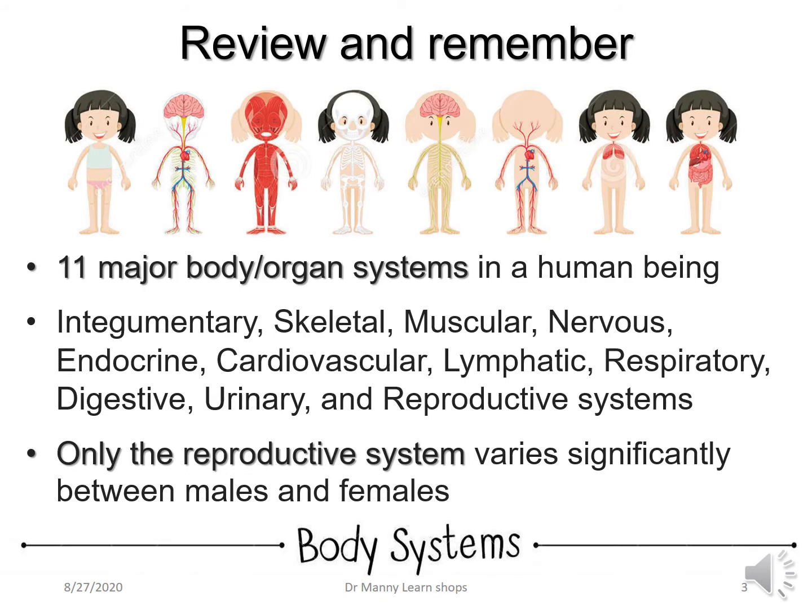As we go through, it's important to remember that there are 11 major body organ systems: the integumentary system, the skeletal system, the muscular system, the nervous system, endocrine, cardiovascular, lymphatic, respiratory, digestive, urinary, and the reproductive systems. It's only the reproductive systems, however, that vary significantly between males and females.